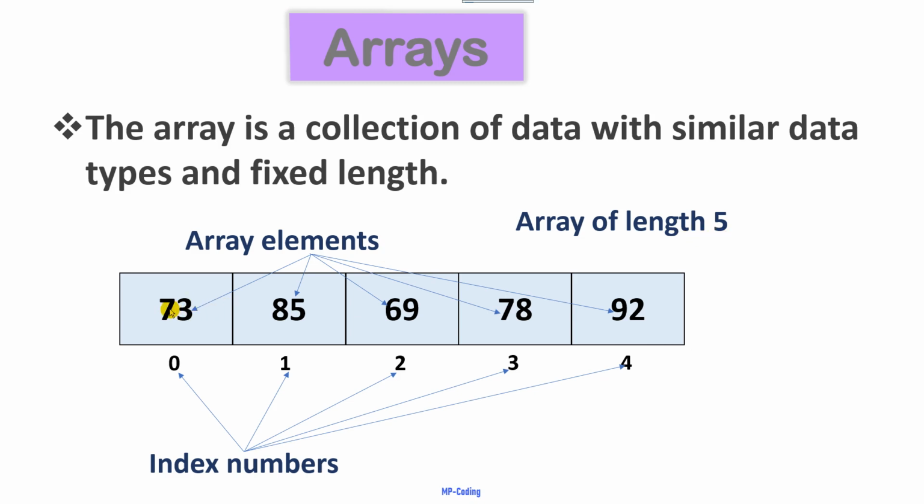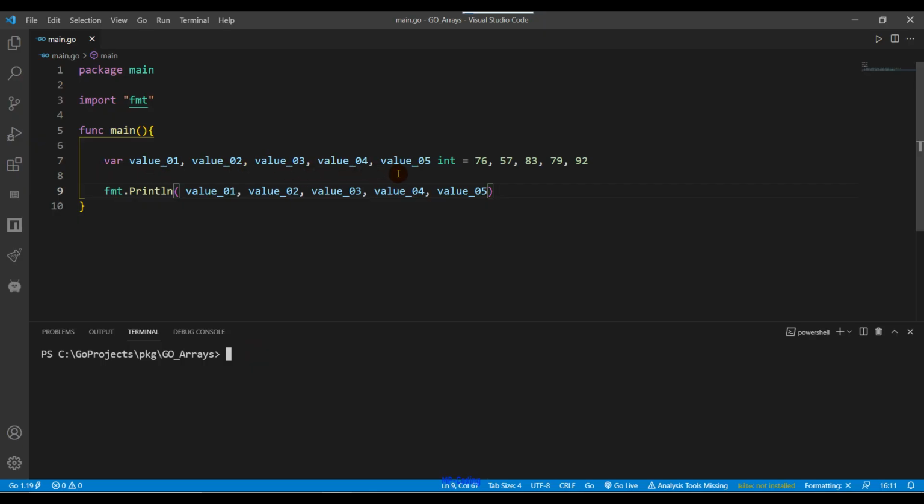Each element has its own index number, and it starts from 0. We can access array elements from their index number. Okay, that's fine. So here I created 5 variables with the same data type and assigned values to them. Then I am going to print the values of them using this statement. So I just run the program. Then you can see the values of the variables here.